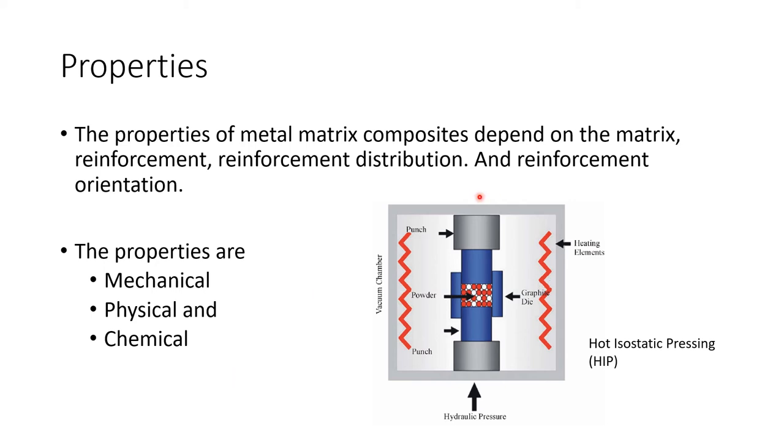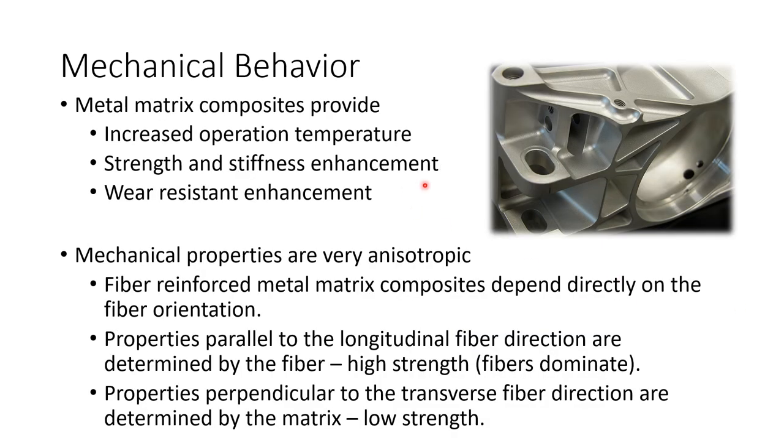Since you are in industrial technology, you definitely have to code that, okay? Control the numbers. So here, that's just a picture showing you what a hot isostatic pressing, two-dimensional instrument or machine looks like. Mechanical behavior. So metal composites provide, one, we're looking for increased operation temperature; two, strength and stiffness improvement or enhancement; and three, wear resistance enhancement.